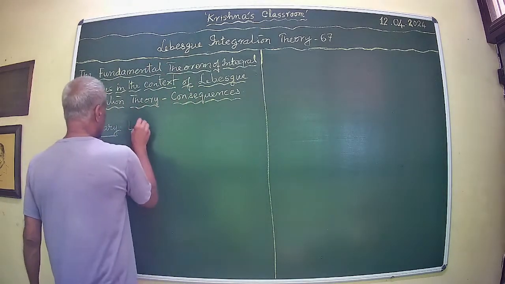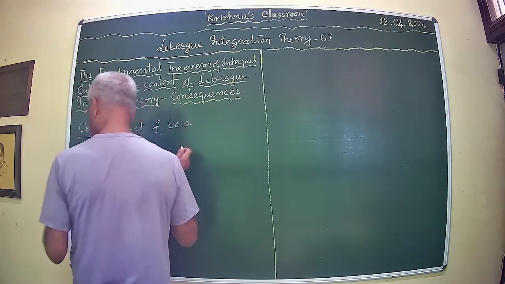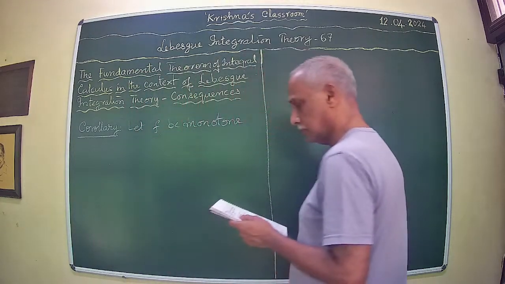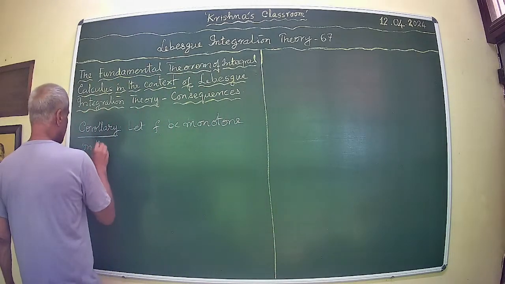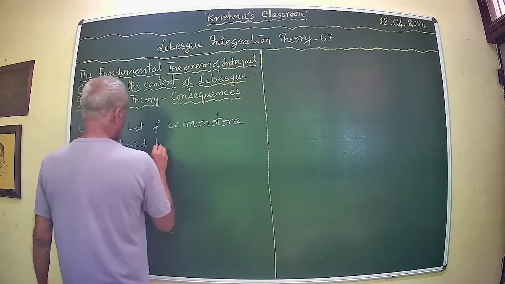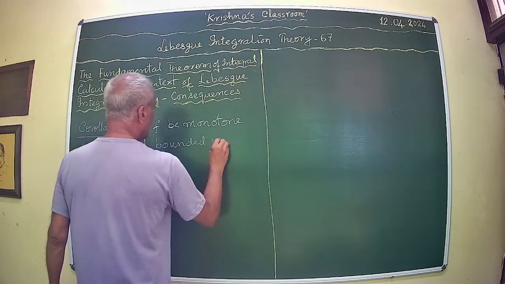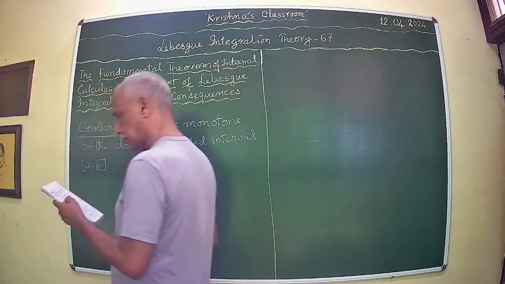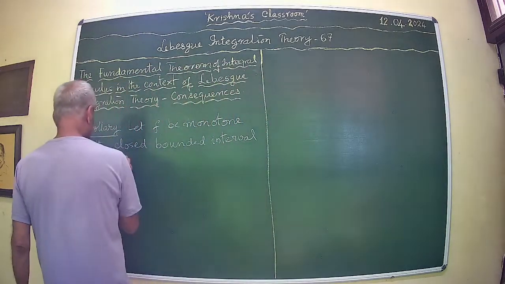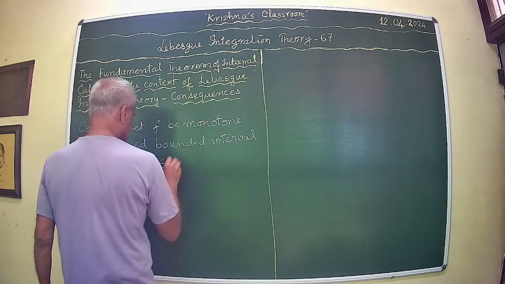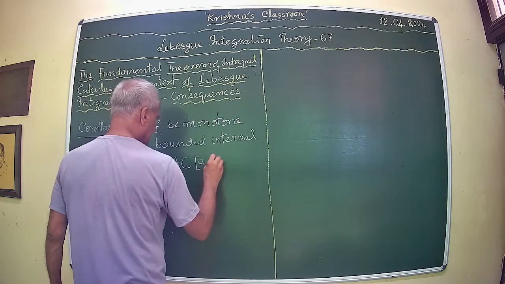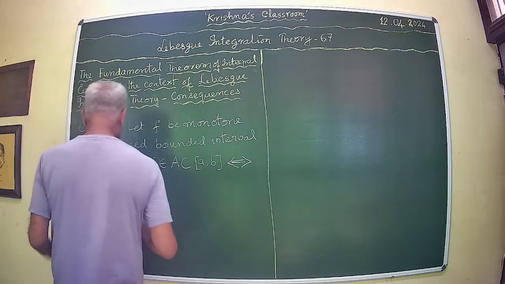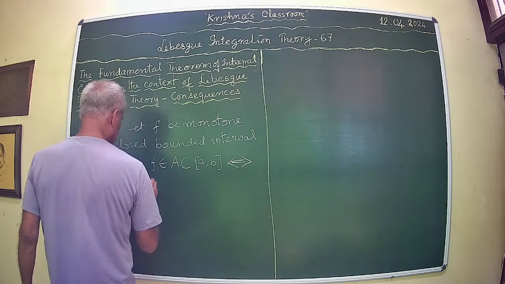So, let f be monotone on the closed bounded interval [a, b]. Then f is absolutely continuous if and only if the integral of f' from a to b equals f(b) minus f(a).